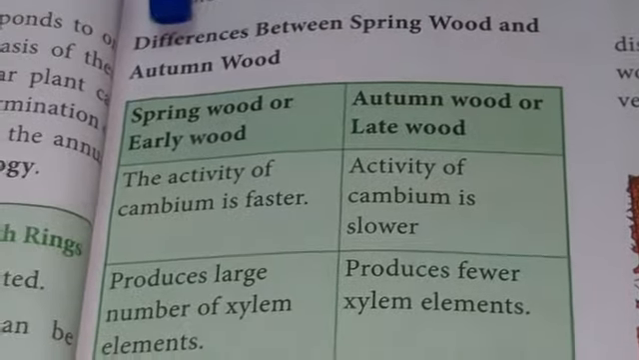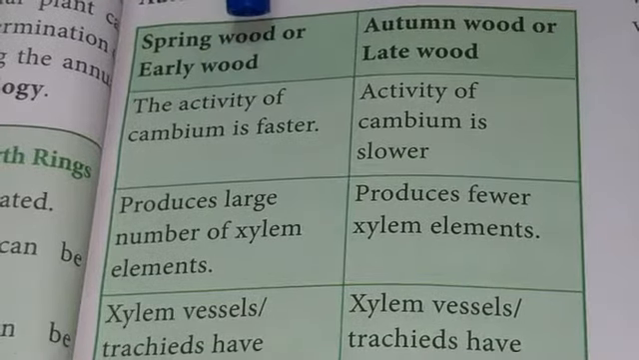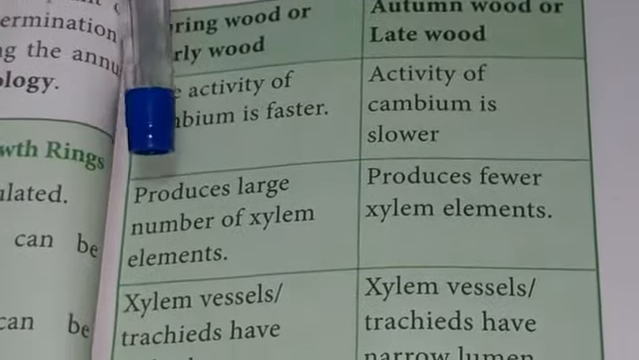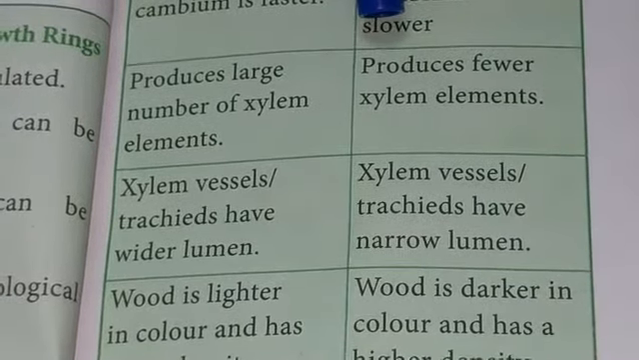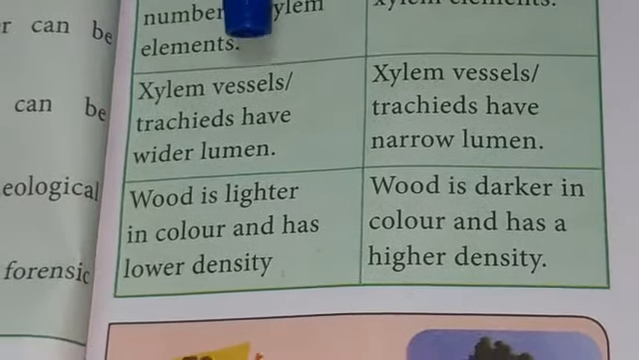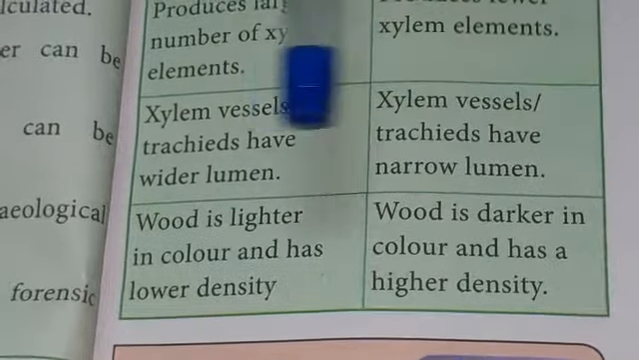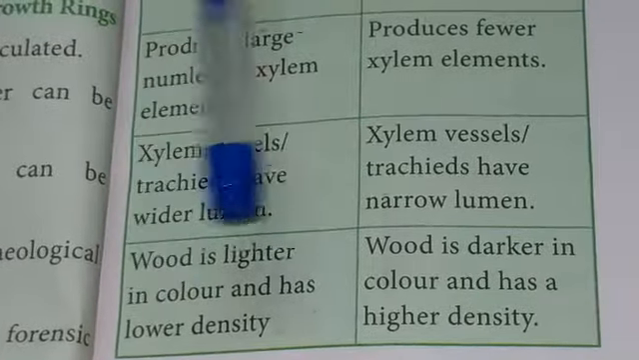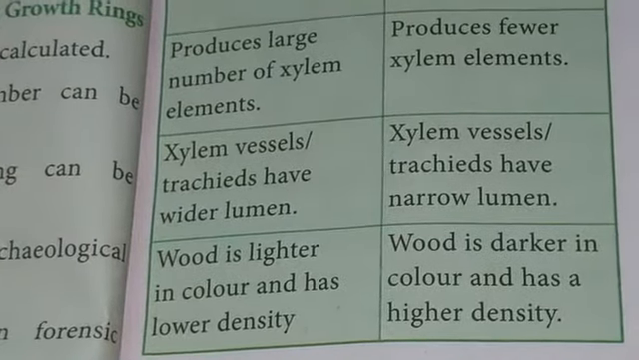Differentiate between spring wood and autumn wood, early wood and late wood. The activity of cambium is faster in spring wood, whereas the activity of cambium is slower in late wood. The spring wood produces a large number of xylem elements. The autumn wood produces only fewer xylem elements. The spring wood xylem vessels or tracheids have a wider lumen. In autumn wood, they have a narrow lumen. Spring wood is lighter in color and has a lower density. Autumn wood is darker in color and has higher density.